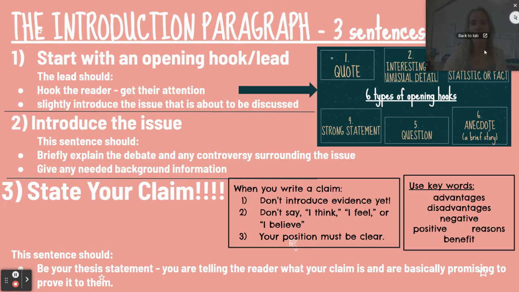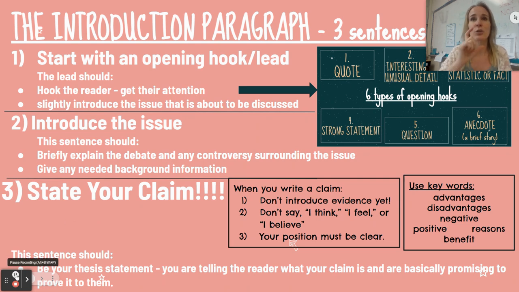All right, these are the notes that you have in your journal. You are now working on stating your claim. Down here are all the things that are on the posters, on the front boards. When you write a claim, you're not introducing any evidence. You're not saying I think, I feel, or I believe. Your position must be clear, and you're going to use those keywords like advantages, disadvantages, negative, positive, reasons, benefit. All right. You are now going to write your claim into your introduction paragraph. It's going to be your 3rd sentence, and when you're done, you're going to highlight it.